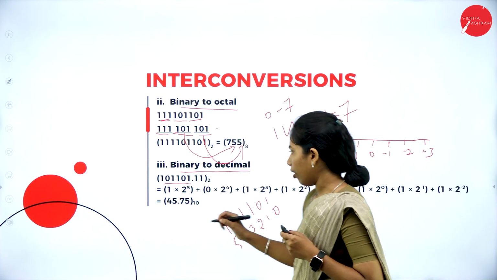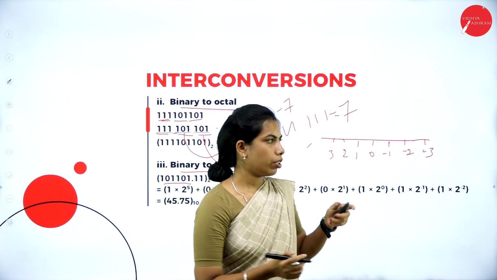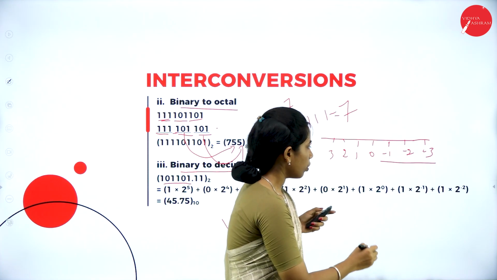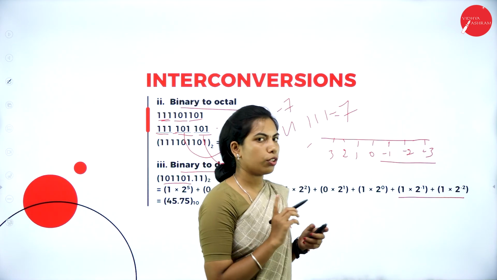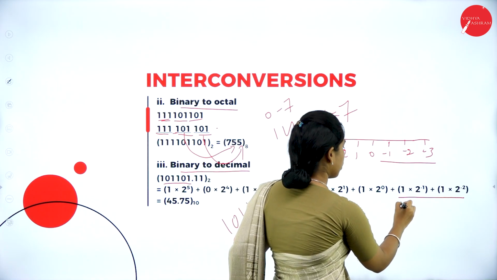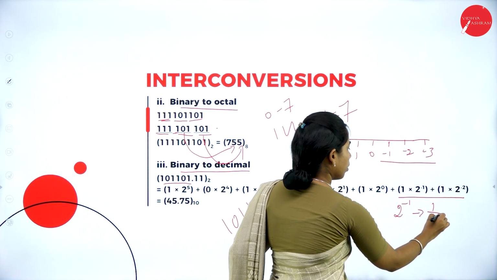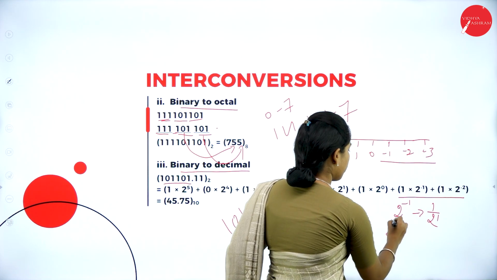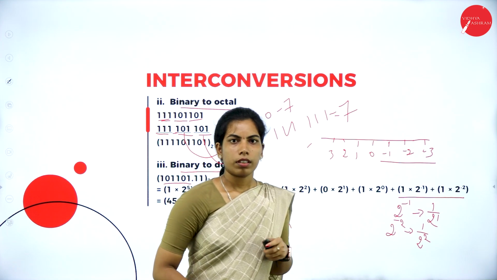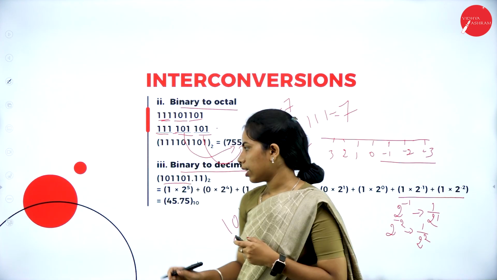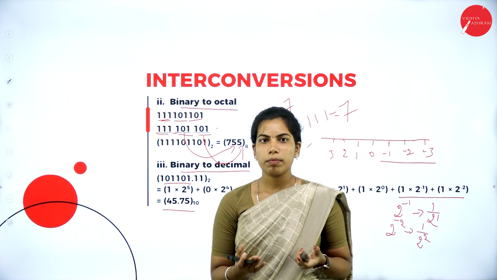power 0. So after that you have to concentrate on the part after the point, where you will get negative powers. So that's why 1 into 2 power minus 1 and also 1 into 2 power minus 2. Can we write 2 power minus 1 in general? This could be written as 1 by 2 power 1, and also 2 power minus 2 we can write as 1 by 2 power 2. Got it? When I solve all this, I get a result of 45.75. That is my decimal value.